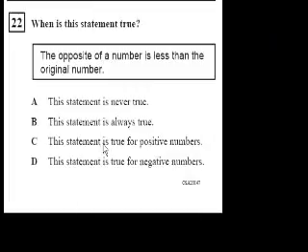Problem 22. When is the statement true? The opposite of a number is less than the original number. Well, if I have a negative number, the opposite of a negative is positive. So it's not going to be less. But if I have a positive number, then the opposite of it is negative, which is less than it, right? Because a negative is less than a positive.